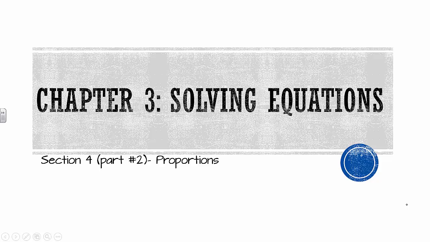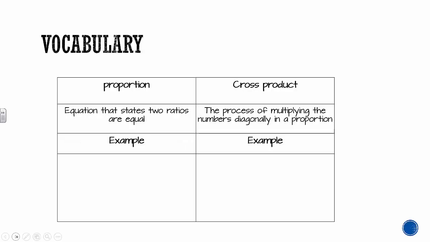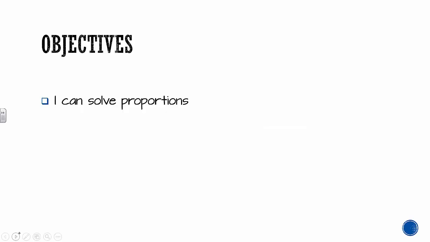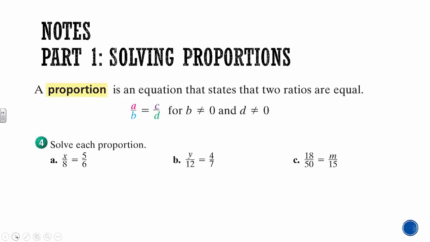Chapter 3, Section 4, the second part, we're going to talk about proportions. A proportion is an equation that states two ratios are equal. We're going to solve proportions by using something called a cross product, which is the process of multiplying the numbers diagonally in a proportion. By the end of this part of the lesson, you should be able to solve proportions.